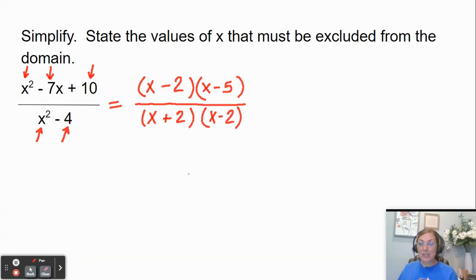Now, if that factoring is a problem or it's something that you need more practice on, I'll be sure to link in the cards above a great video that I did on spending a little bit more time on that with multiple examples.